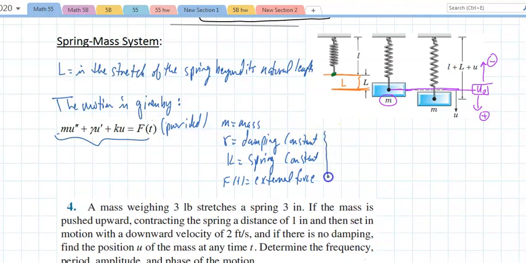Keep in mind how this works. Weight is mg. And g happens to be one of two values. It's either 9.8 meters per second squared if you're given the problem in meters or centimeters, or it is 32 feet per second squared if the problem talks about stretching in inches or feet. We do have a special case.